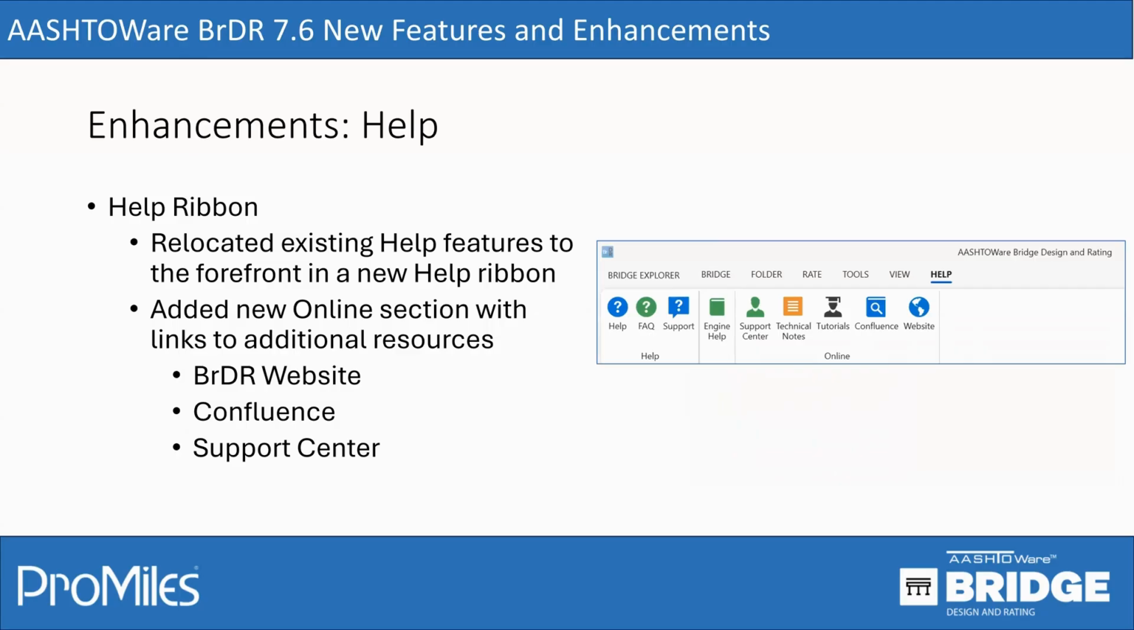We made some updates for how you access the help. This used to be in what I think is called the backend menu in BrDR. You had to click on the left-hand corner of the Bridge Explorer and access the help. This was moved from the backend menu and put on the ribbon. This ribbon, as you can see here, is available both for Bridge Explorer as well as Bridge Workspace, and this is just for easy accessibility.